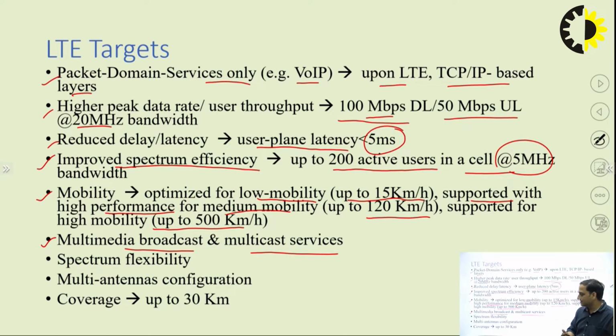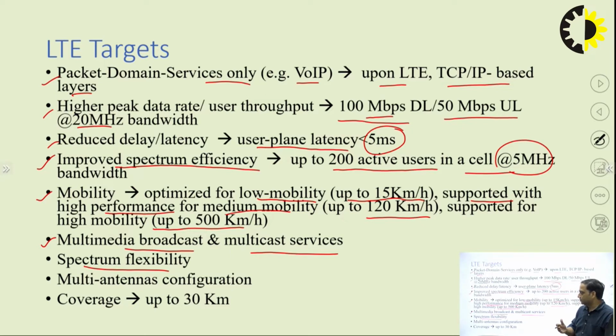Then next is the spectral flexibility. Okay, so in the 3G system, as we are aware, we have 5 megahertz of wideband system in the 3G, that is UMTS, right? Now in the LTE system, we have flexibility of spectrum, like scalable bandwidths. For example, the first bandwidth will be 3.5, then 5, 10, 15 and 20 megahertz. So these are scalable bandwidths which are given in the LTE standards.